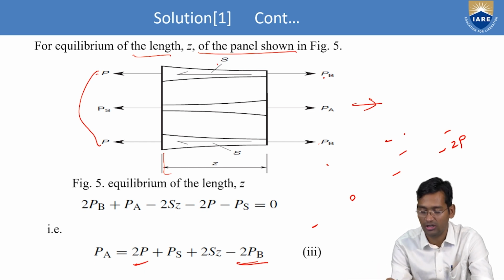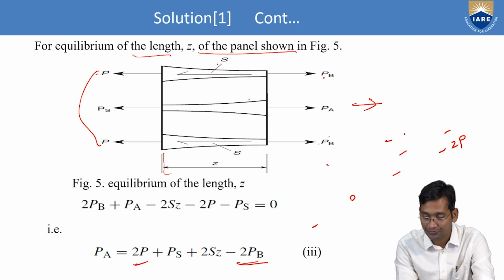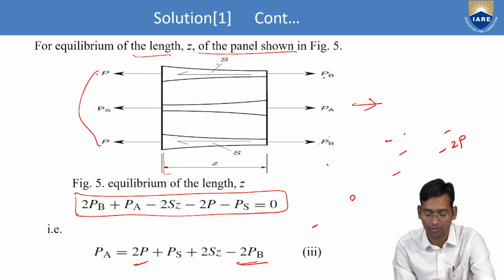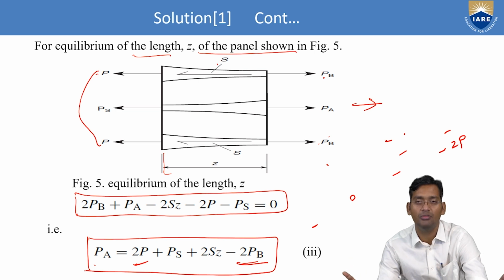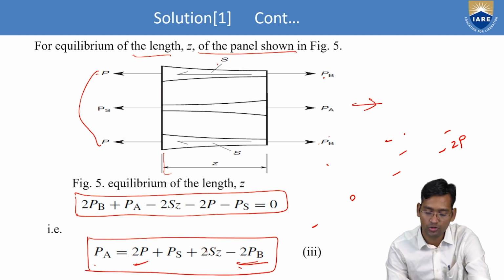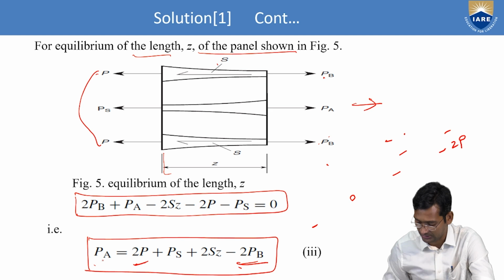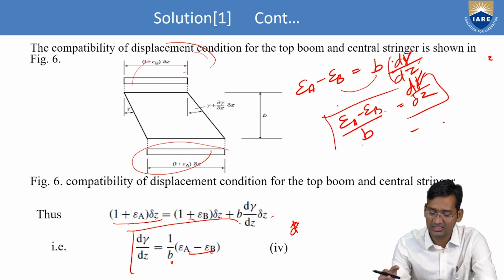So just see here, already we have taken this side all positive. So this side what is there? PB and PB, so 2PB plus PA, and this side what is there? PP. So 2P minus PS minus S into Z and minus S into Z, so minus 2S into Z. After this we got this one. So from here PA is equal to this one. Later we will find the PB value, substitute here, and then we will get the value of PA.